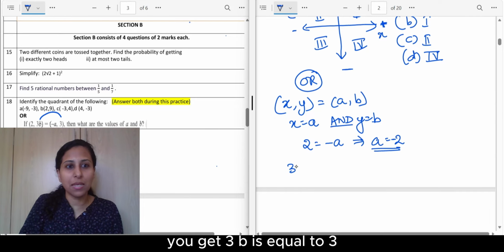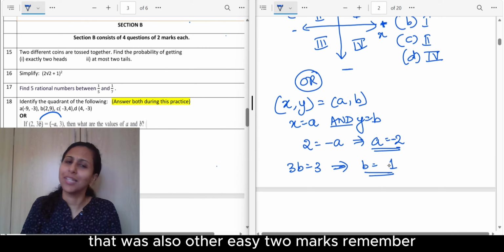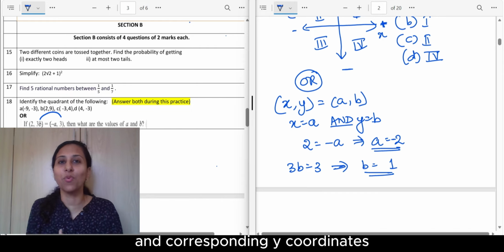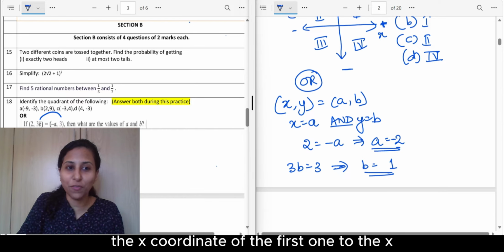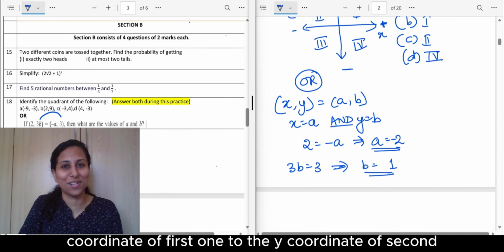You get 3b is equal to 3, which means that b is equal to 3 divided by 3, which is 1. That was also another easy 2 marks. Remember, you just have to equate corresponding x coordinates and corresponding y coordinates. The x coordinate of the first one to the x coordinate of the second. The y coordinate of the first one to the y coordinate of the second.